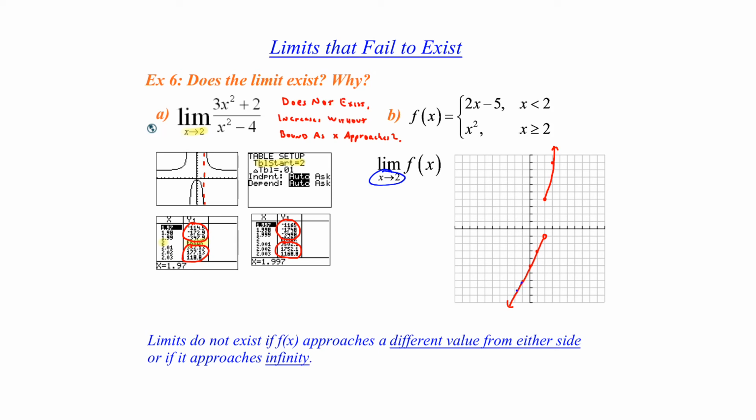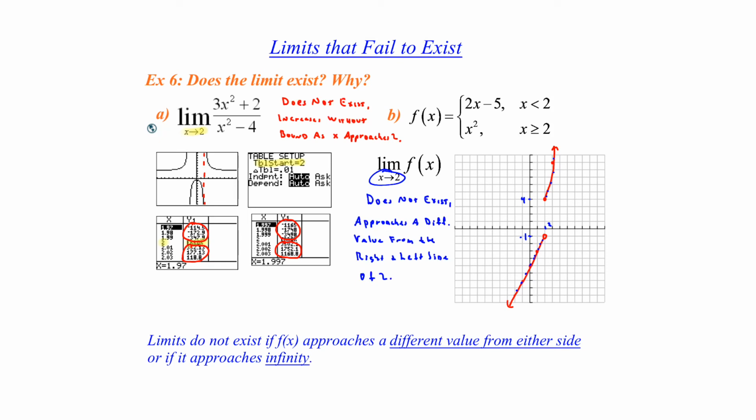As x approaches 2 from the left side, right here being 2, the y value is getting closer and closer to -1. As it approaches 2 from the right side, the y value is getting closer and closer to 4. So in this case, the limit does not exist because you are approaching two different values. You're approaching -1 from the left, and you're approaching 4 from the right. So the limit does not exist in this case as well.